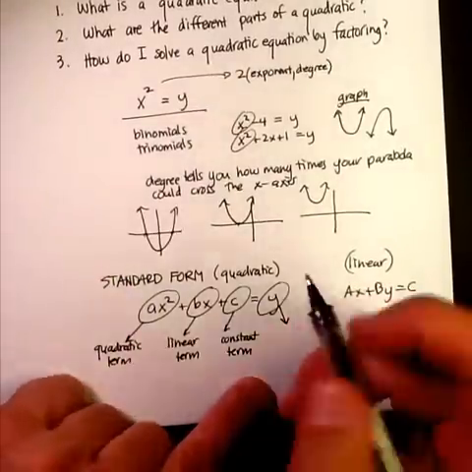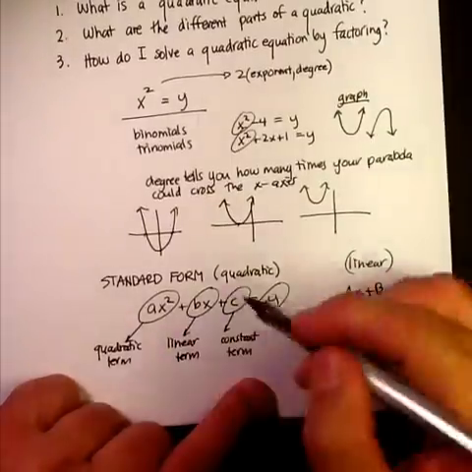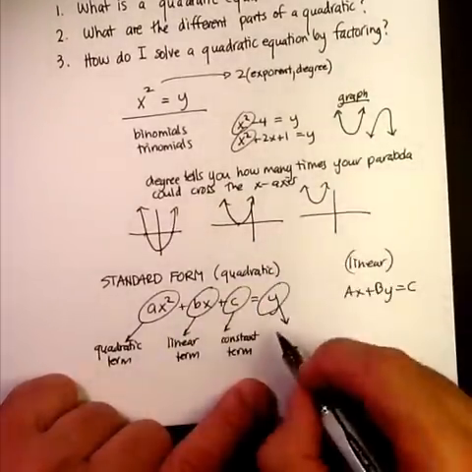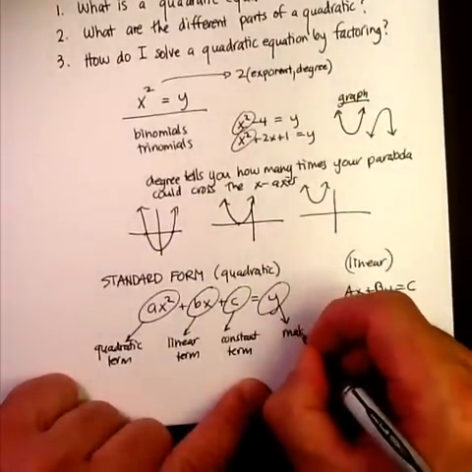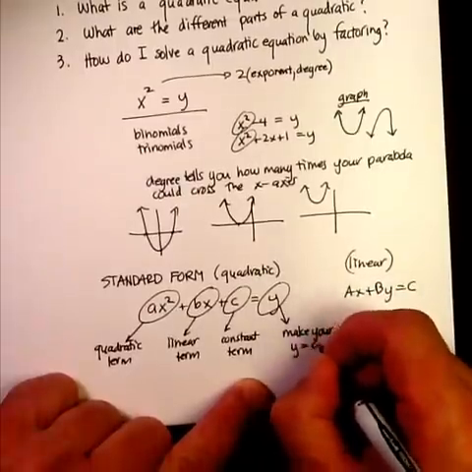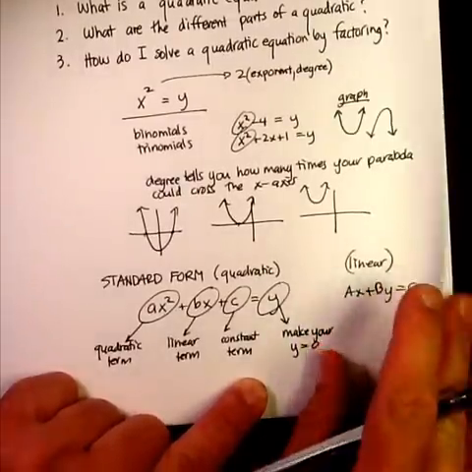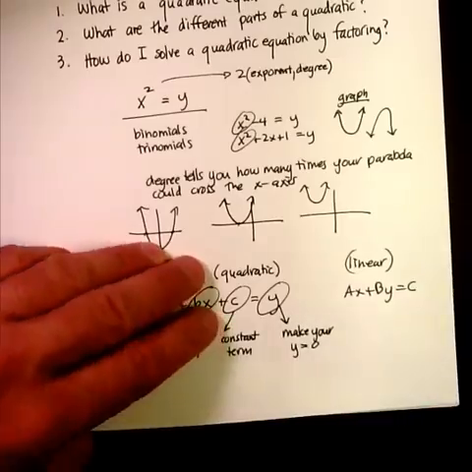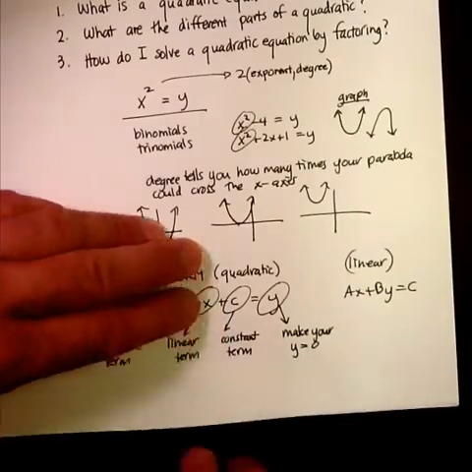And then the y. Now, the y is kind of an interesting thing. When you're solving quadratic equations, you have to make your y equal to 0. Now, why is that? Okay, and that's not a pun. Why is that? Why is that? Let me show you real quick.